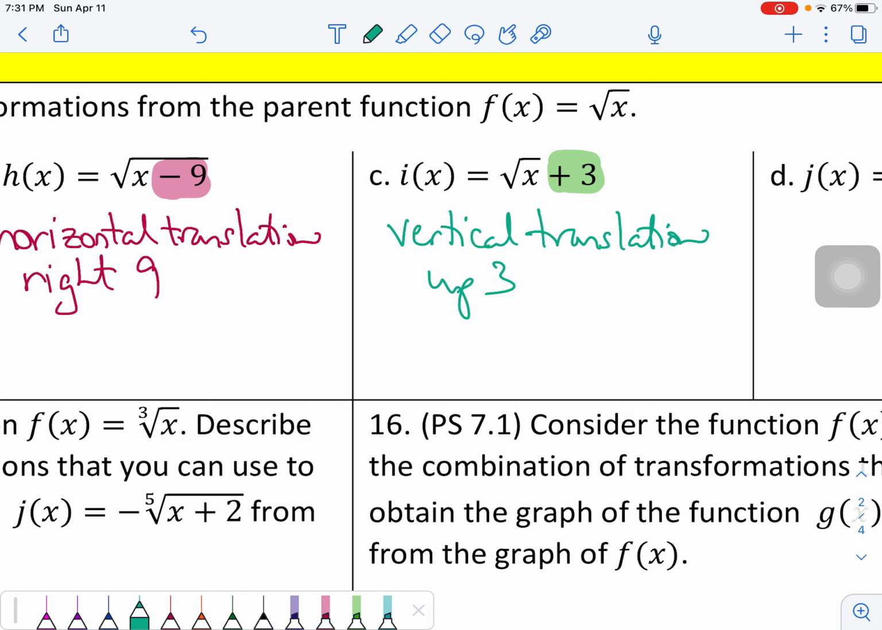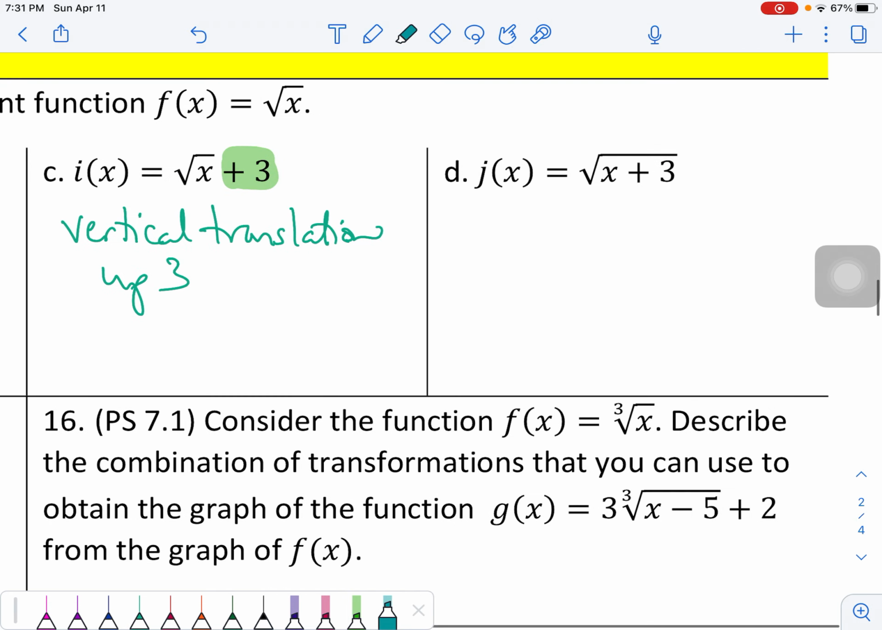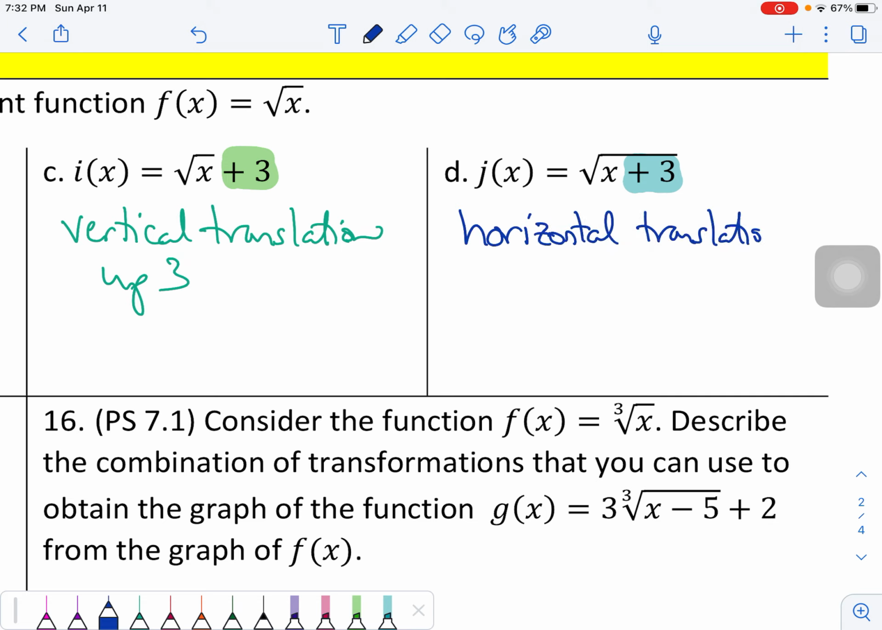Positive 3 is going to be up 3. That's straightforward. It's kind of nice. Last one here, if we've got the plus 3 inside the radical attached to x, this is going to be a horizontal translation. And that is going to be left 3 units.